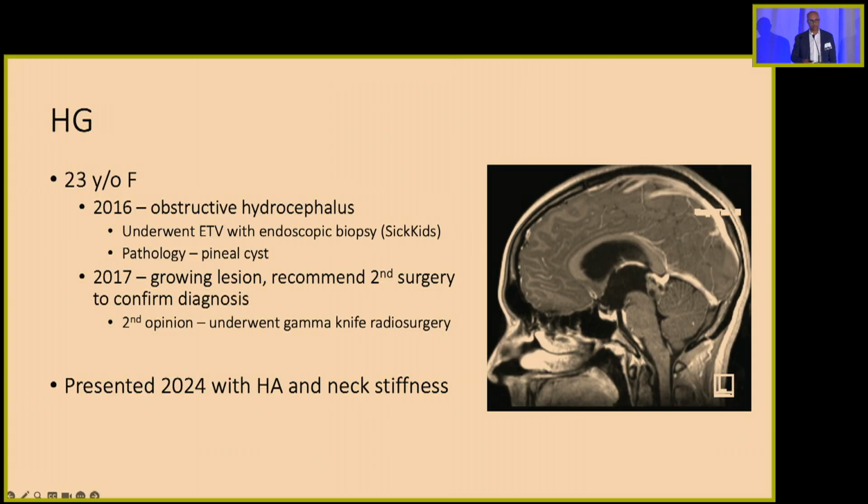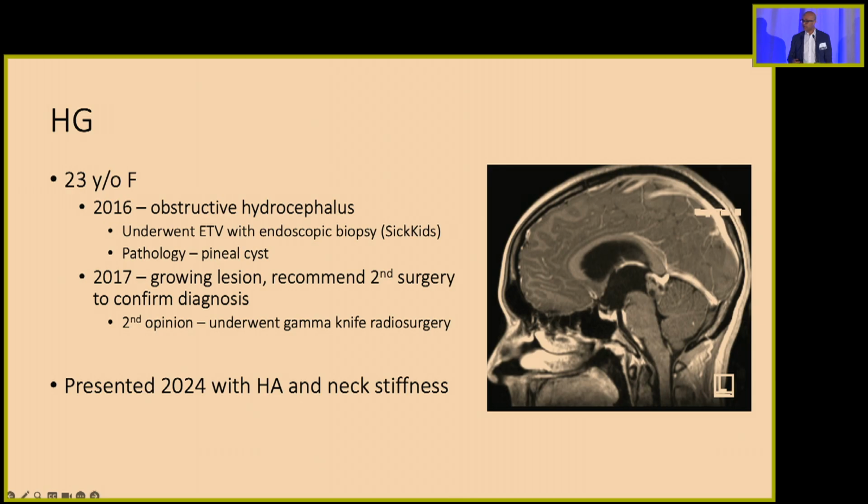This is a patient I took care of recently. This is a 23-year-old woman. She presented in 2016 with obstructive hydrocephalus. This is when she was a child. She underwent endoscopic third ventriculostomy and biopsy of a pineal lesion at Sick Kids. The path came back as a pineal cyst. In 2017, the lesion was noted to be growing, and so she was recommended a second surgery to confirm diagnosis. She and her family were hesitant to undergo surgery. She came for a second opinion and actually underwent gamma knife radiosurgery at Pitt.